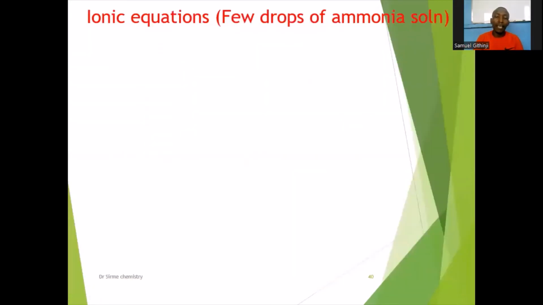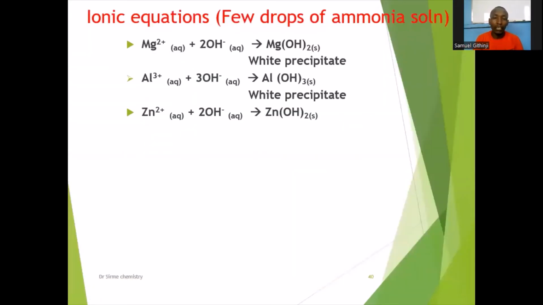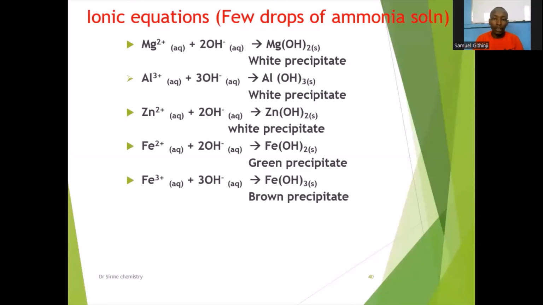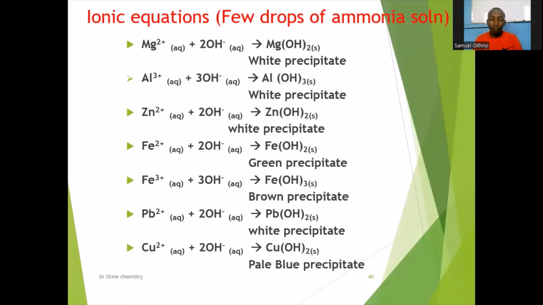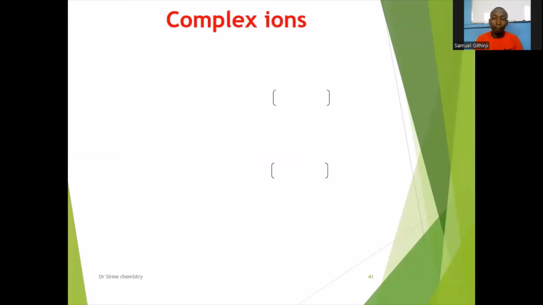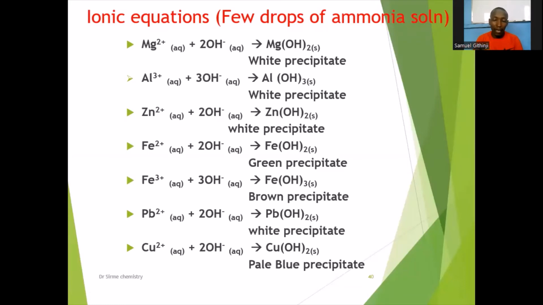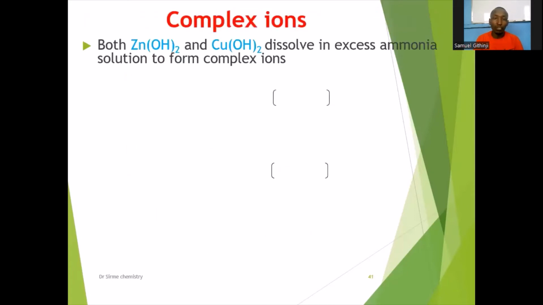Okay, maybe some ionic equations. This one I won't say much about what is happening. We have talked of white precipitate, green precipitate, brown precipitate, and so forth. You can see basically what is happening there, especially when you add a few drops. Maybe we can only concentrate on copper and zinc, which form a precipitate that is soluble. We call these complex ions. Basically, with the few drops added, you form a hydroxide. If you continue adding ammonia, the amphoteric hydroxide continues to dissolve in ammonia to form a complex.